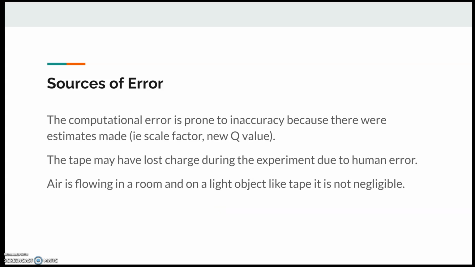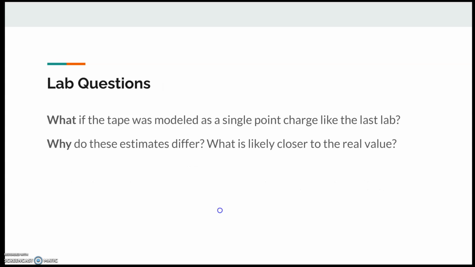So in this lab, there were a few sources for error. First, there were some estimates made, like I mentioned. There were some scale factors that are also important that could have contributed to some error. When handling the tapes, making them float above one another, I might have touched it a little bit and caused some of that charge to dissipate. And then finally, in a room, air flows, so it might affect the tape in some way because tape is very light. So air resistance maybe shouldn't be neglected completely. It's just hard to measure.